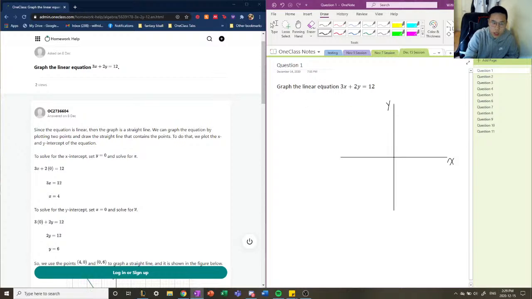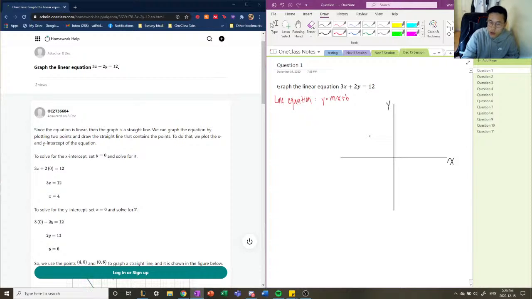So usually people write the line equation as y equals mx plus b, where m is the slope of the line and b is the y-intercept of the line. In this case, they gave us a different form of the equation, but we can still utilize this form to find our graph.